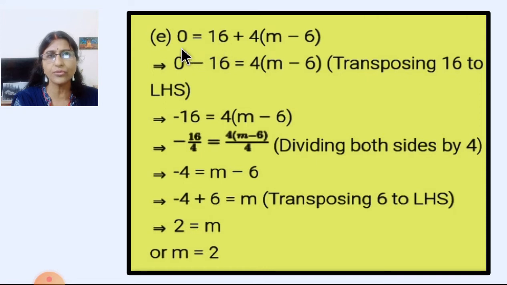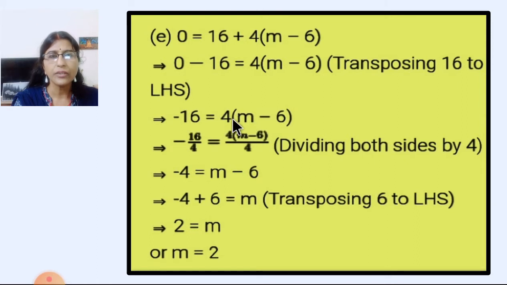So we'll take the number to the left side. So 0 minus 16, because here it is positive. When you take it to this side, it will become negative. So it's written here, transposing 16 to LHS, because this is the left hand side of the equation. So 0 minus 16 is equal to, now this part we will write on the right side. So 4 in bracket here, the same thing we will write, m minus 6. Now 0 minus 16 is minus 16, and that is equal to, now this part again we will write, 4 into m minus 6. 4 is multiplied. Now m is multiplied by 4, even this 6 is also multiplied by 4, but you will write as it is given.